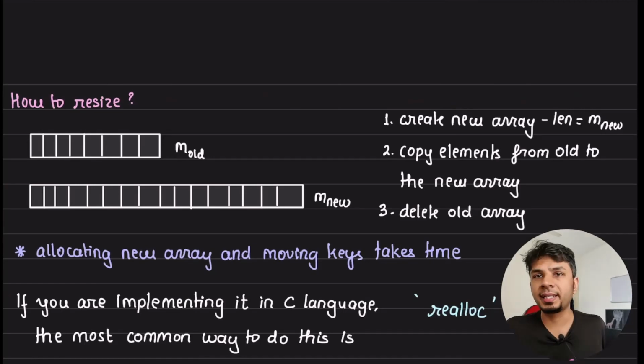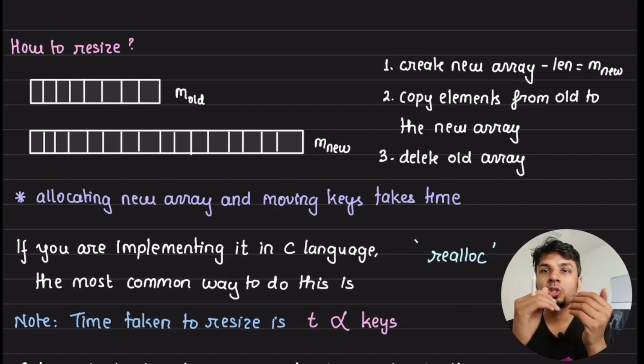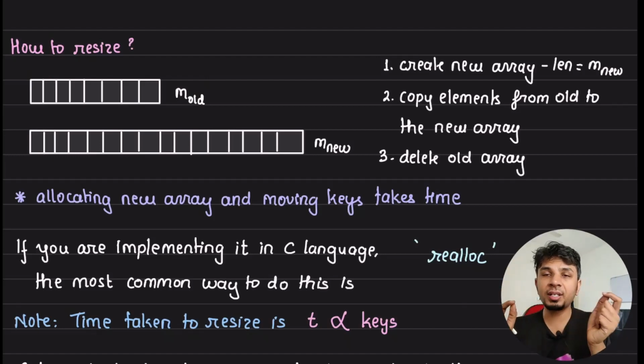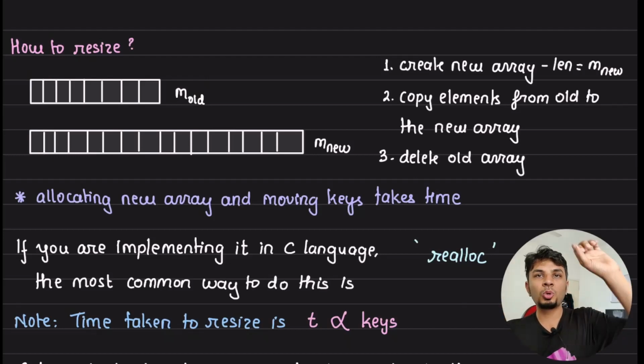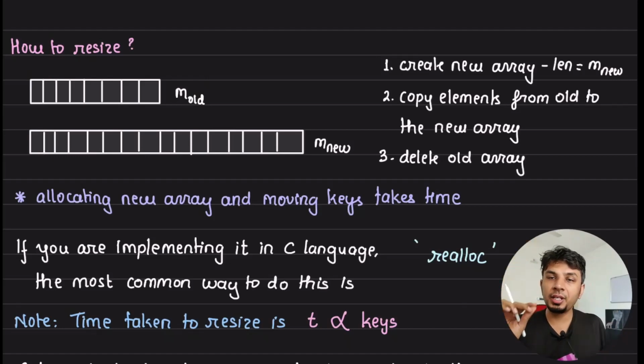Then how do we resize? Resizing is really very simple. It's expensive, but it's simple. You have an old array of, let's say, size m old, and now you have to resize, which means you have to create a new array of size m new. The steps go like this. First, you create a new array whose length is equal to m new. Then you copy all the elements from your old array into this new array, and then you delete the old array.